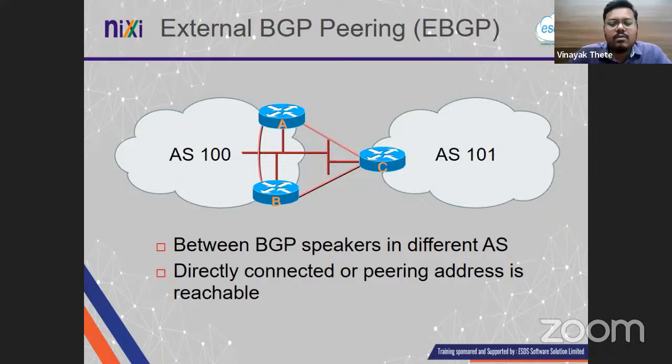So before, we have discussed the difference: eBGP has an AD value of 20 and IBGP has an AD value of 200. In eBGP, the TTL value is set to 1 by default, which means the peers are assumed to be directly connected.